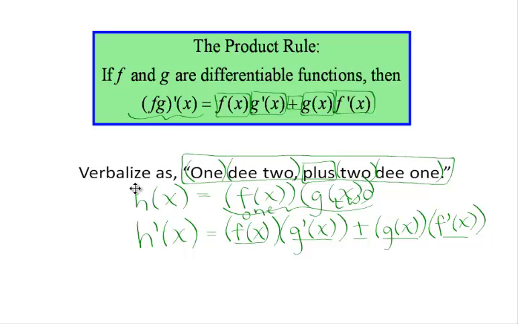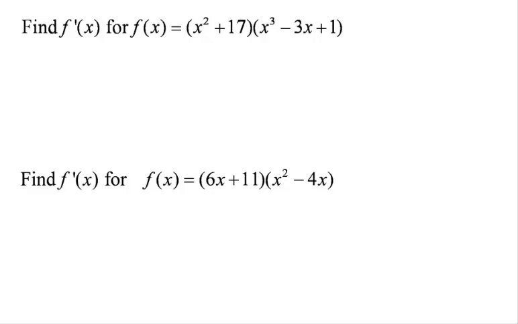And if you'll look, that's exactly what we have here. 1 d2 plus 2 d1. That is the product rule for derivatives. That's how we're going to find derivatives of functions that are defined to be the products of two other functions. So let's work a couple of examples so that you can see this in action.